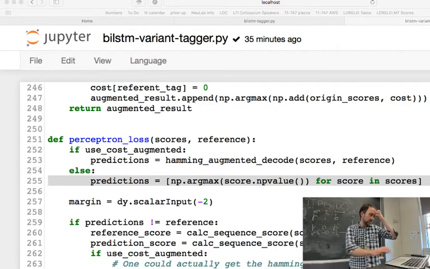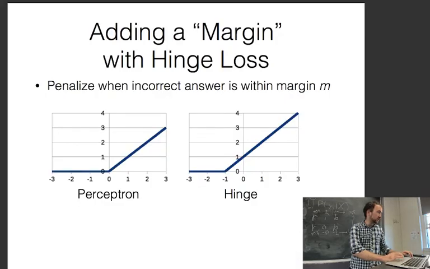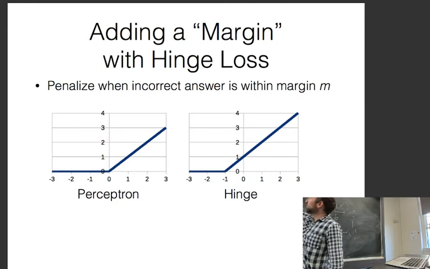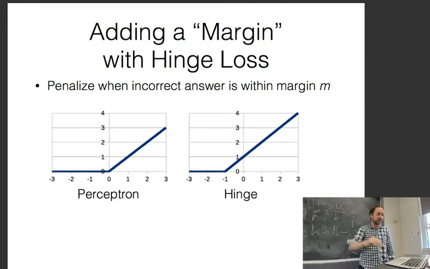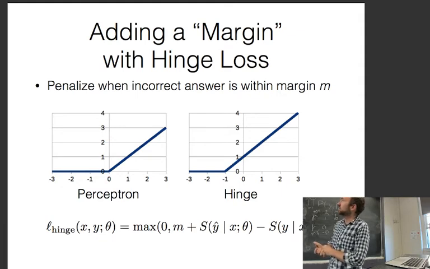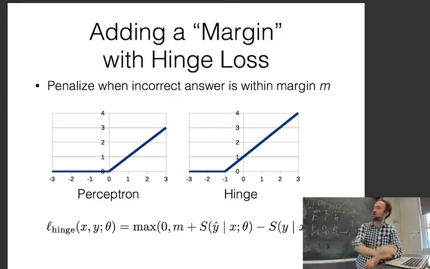And then we have a margin, a hinge loss. Basically, with a margin of 1, we start paying a loss even if the correct one is a little bit better than the next best hypothesis. The way we do this is simply by taking the perceptron loss and adding a margin term. So we add m, and in the case of this graph, m is equal to 1.